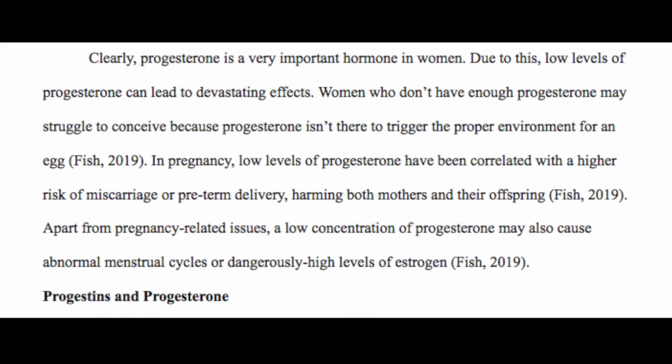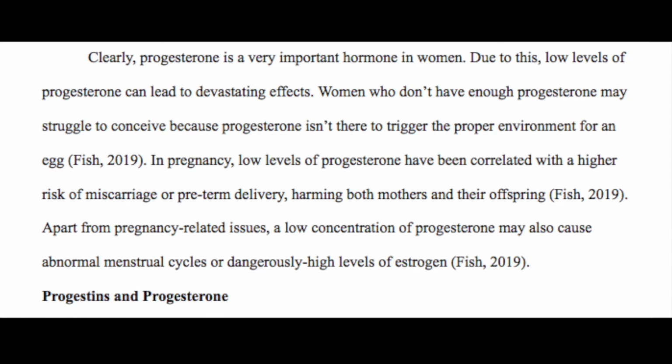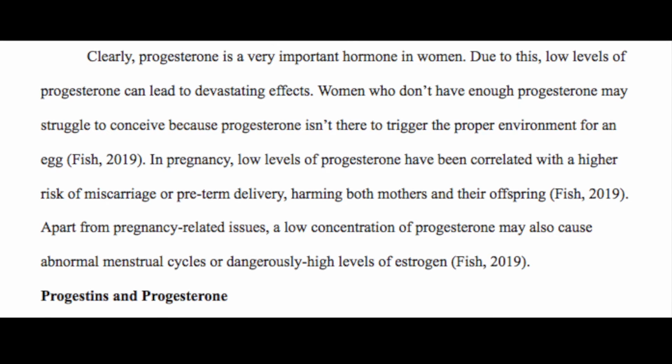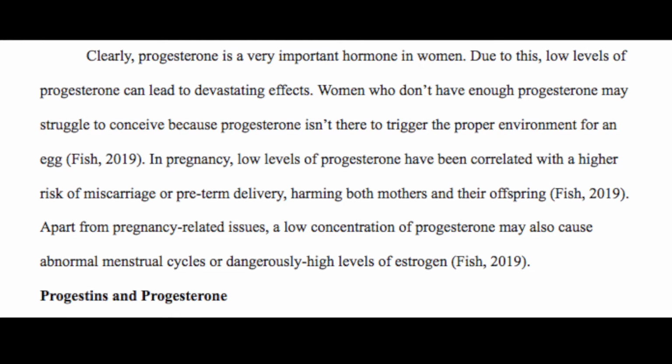Due to this, low levels of progesterone can lead to devastating effects. Women who don't have enough progesterone may struggle to conceive because progesterone isn't there to trigger the proper environment for an egg.